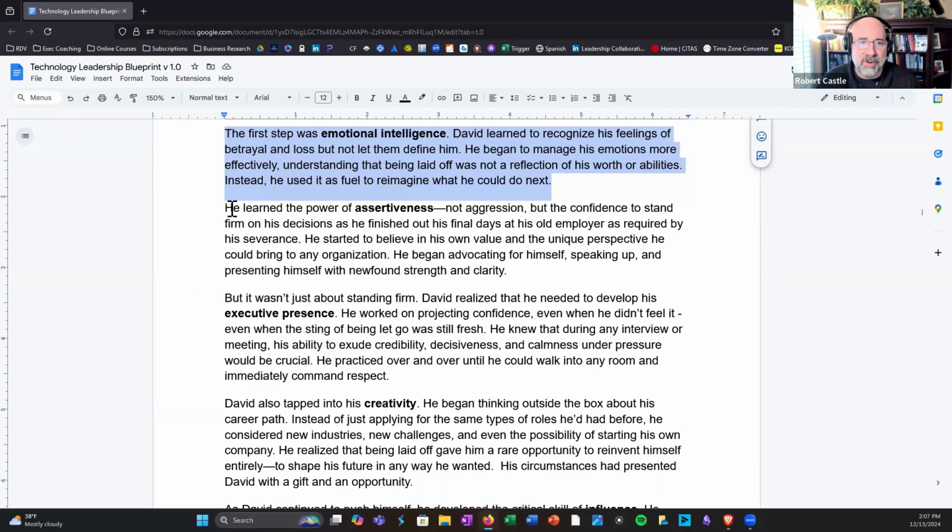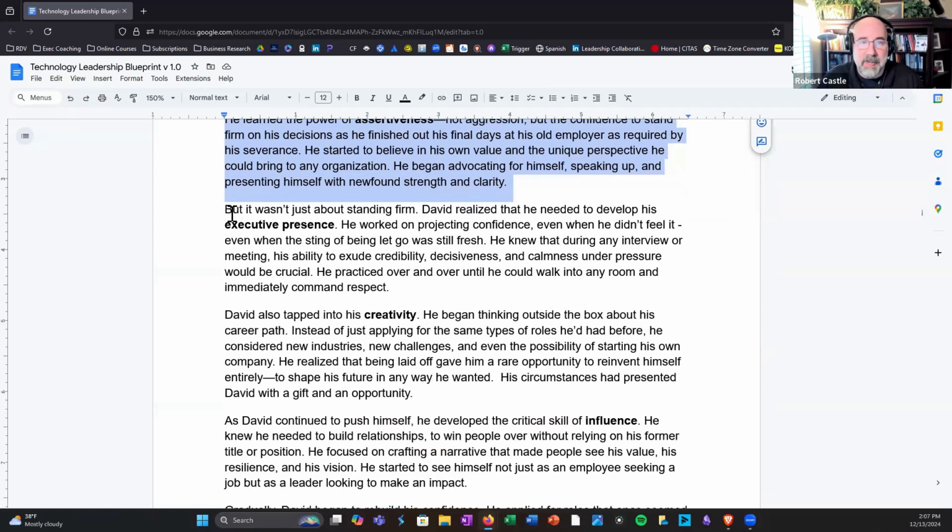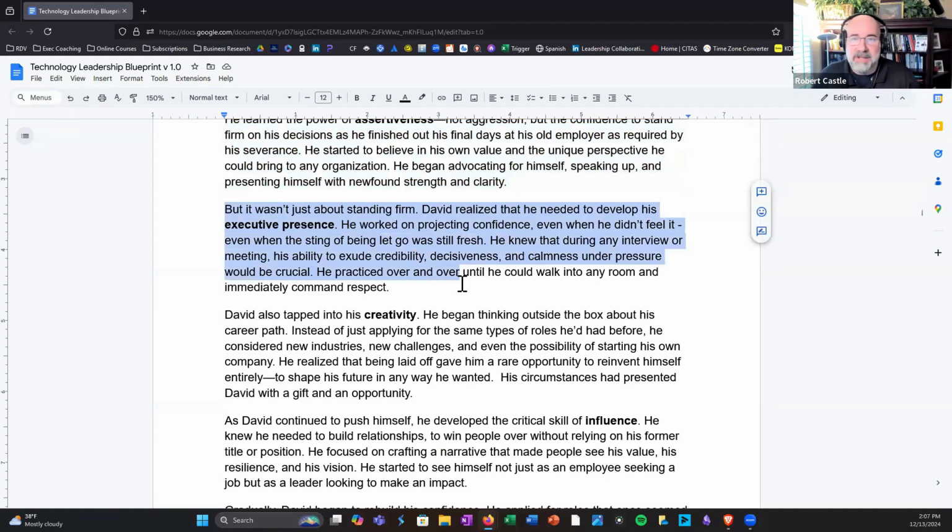He learned the power of assertiveness, not aggression, but the confidence to stand firm in his decisions as he finished out his final days at his old employer as required by his severance. And he started to believe in his own value and the unique perspective he could bring to any organization. He began advocating for himself, speaking up and presenting himself with newfound strength and clarity. But it wasn't just about standing firm.